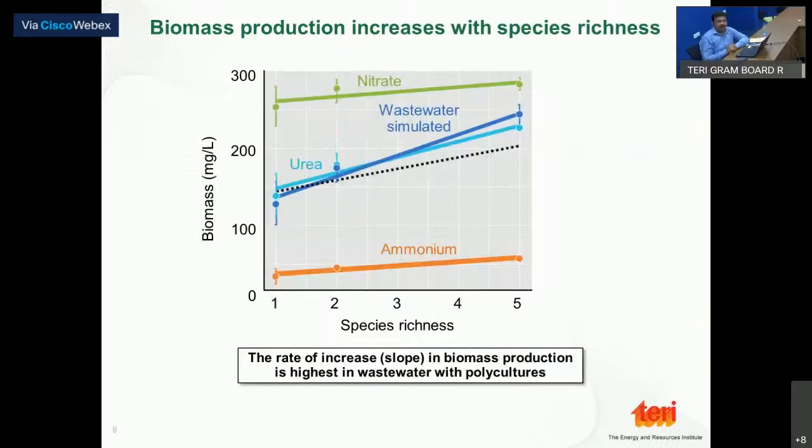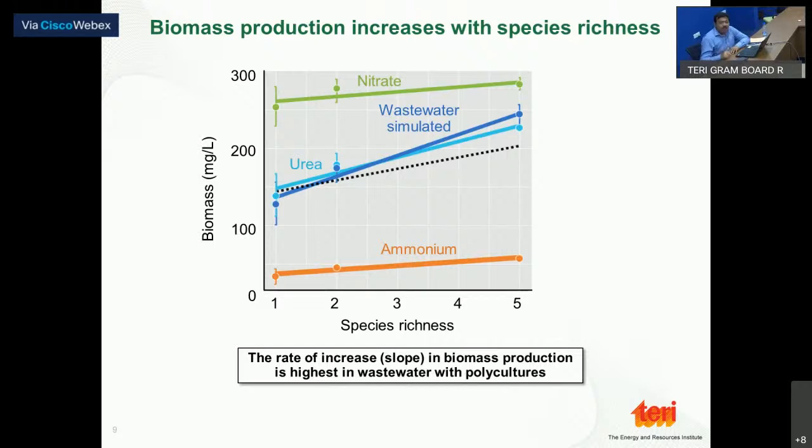You can see it here. I'm showing that we grew multiple species, but we are showing the average of their production for each species richness. Most of the species don't like this higher concentration of ammonia, but they like nitrate.